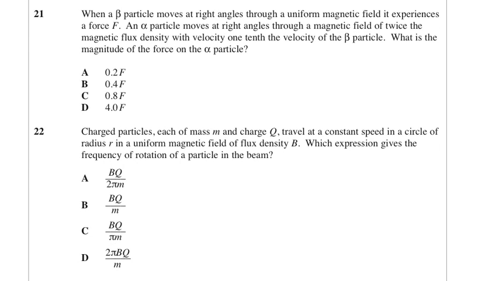When a beta particle moves at right angles through a uniform magnetic field, it experiences a force F. An alpha particle moves at right angles through a magnetic field twice the flux density with 1/10 the velocity. What is the magnitude of the force? So remember, force equals BQV. So what we've done is double the flux density. We've got times 2 the charge because it's an alpha particle, but then we've done it at 1/10 the speed, so that's going to be 4 over 10, which is 0.4 F, which is B.